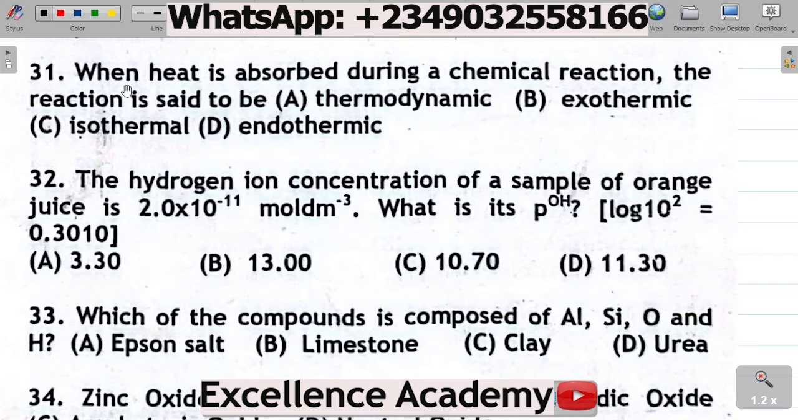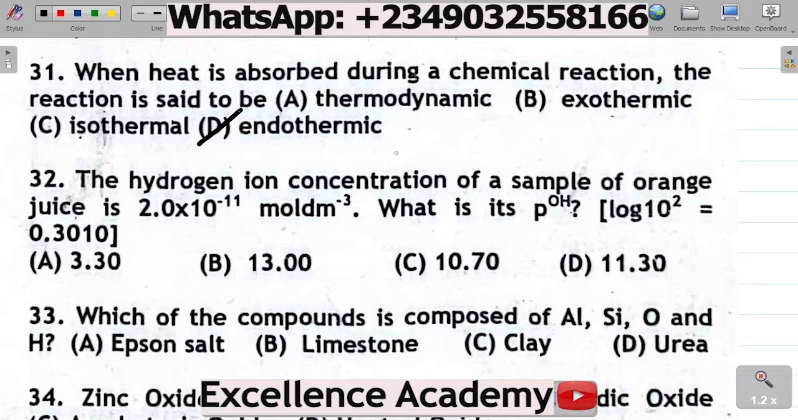Question 31 says, when heat is absorbed during a chemical reaction, the reaction is said to be A. Thermodynamic, B. Exothermic, C. Isothermal, D. Endothermic. For question 31, the correct answer is D. Endothermic.